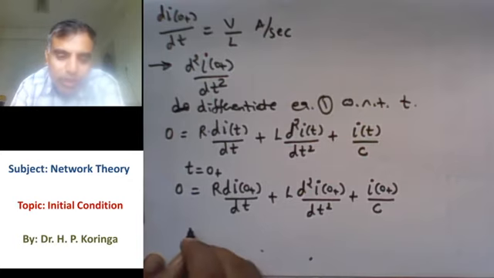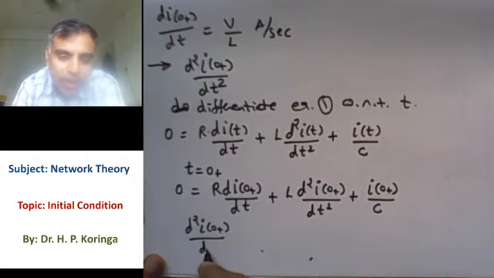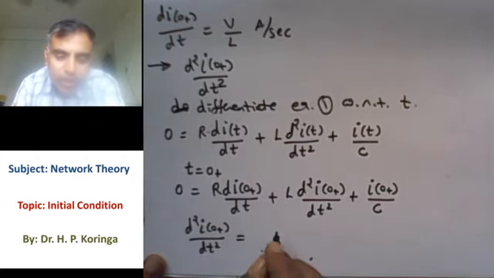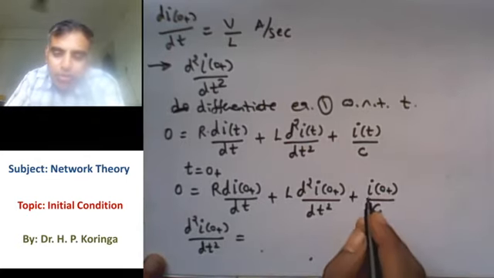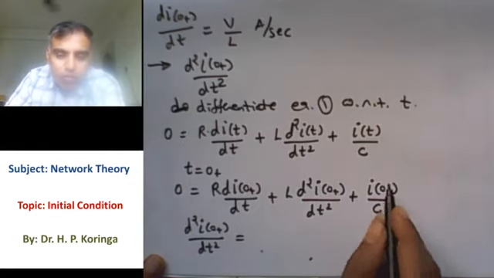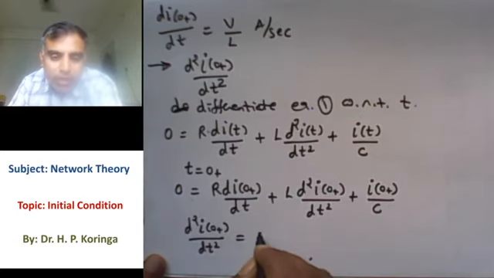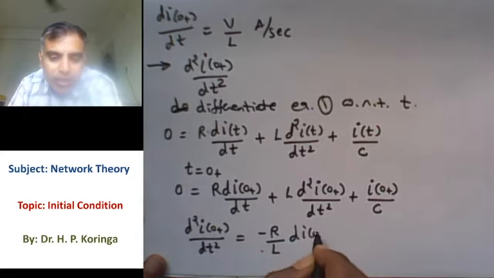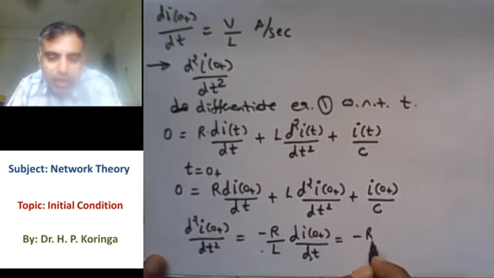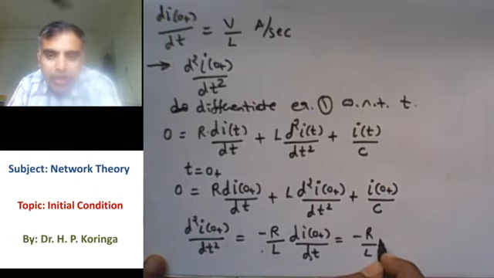Now, our interest is to find d²i(0+)/dt², so make this the subject. For the remaining terms, substitute the value of i(0+), which is 0, so this term is 0. Substitute the value of di(0+)/dt, so it is equal to minus r upon L times di(0+)/dt, and di(0+)/dt is v upon L.